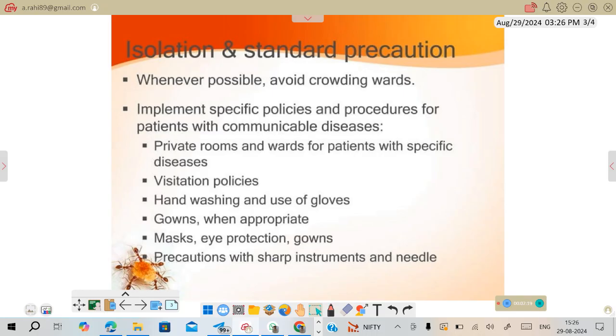Gowns should be used wherever possible. Masks and eye protection should be used. And precautions should be taken so that sharp instruments and needles are used safely.